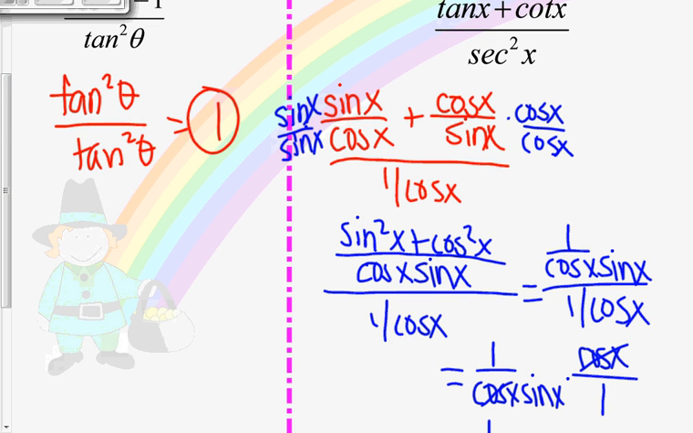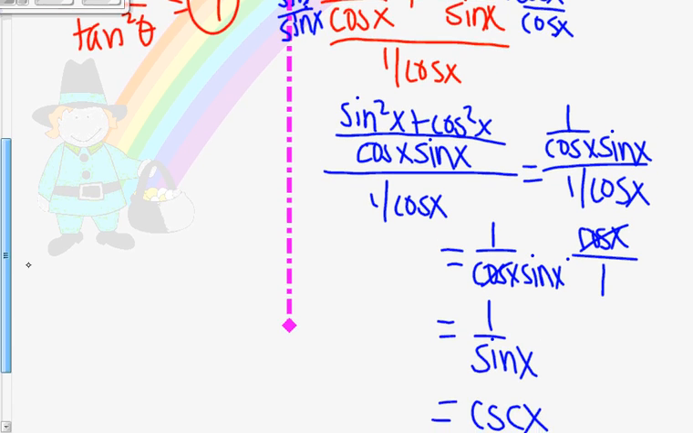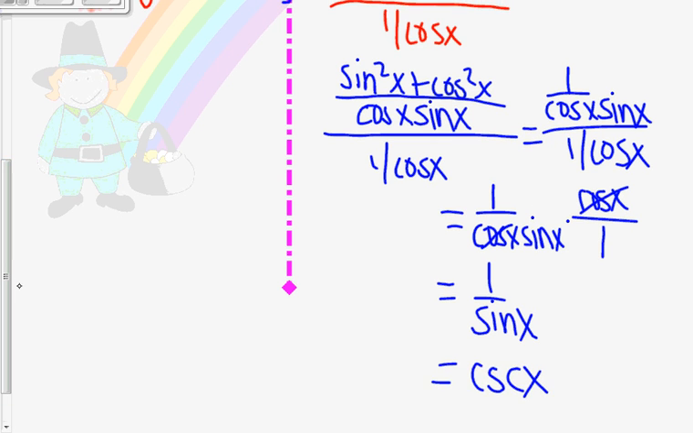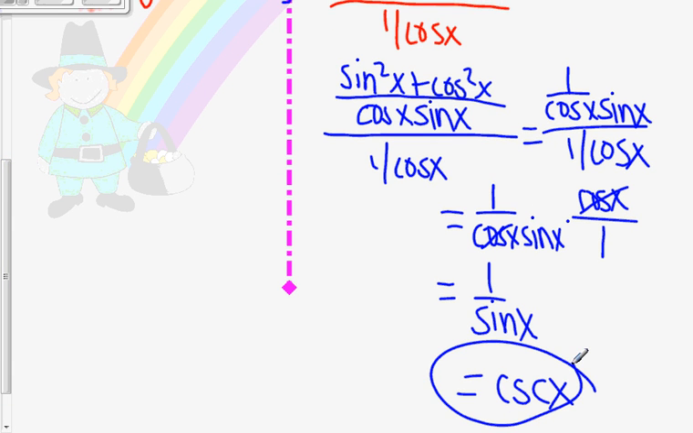Okay, so for the first one, you should have gotten 1. And for the second one, there was a little bit more work, okay? The second one there, you end up getting cosecant of x. Oops. Okay, again, if you have any questions in those, feel free to see me in class.